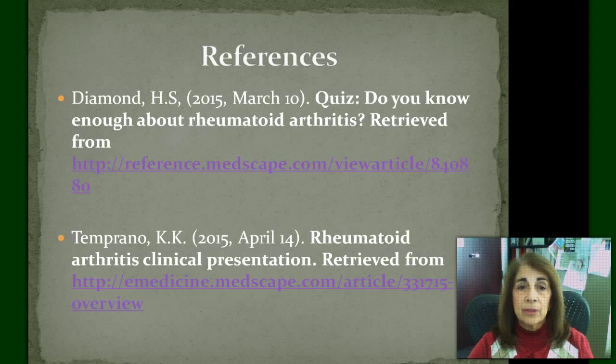These are the references that were used to compile the information in the video. These are public domain and easily accessible, and I chose to do the quiz again. There's lots of information, and if you have any questions, hopefully these sources or sources that you find for yourself will answer those questions.